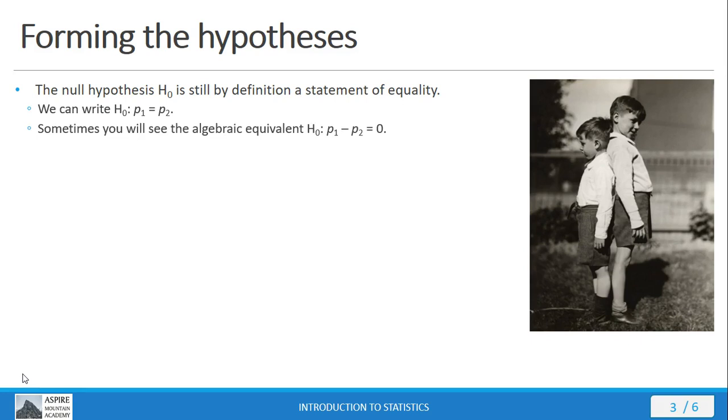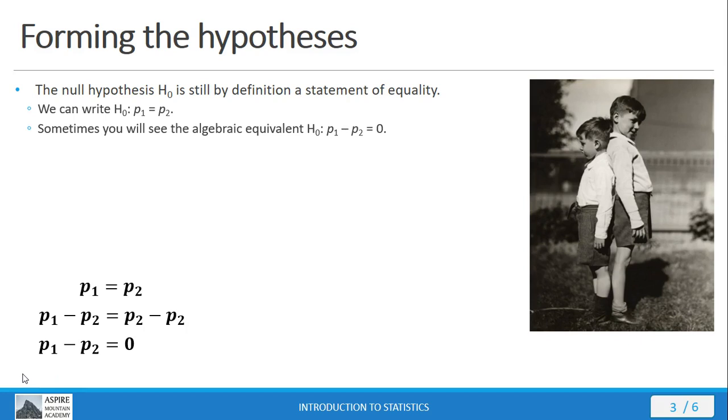Sometimes in certain quarters you're going to see an algebraic equivalent of that. It looks different, but it really isn't. To demonstrate that, let's just take the first form that we get, P1 equals P2, and if I subtract P2 from both sides of my equation, what I'm left with is that algebraic equivalent that we see up above. So P1 minus P2 equals 0 is exactly the same as P1 equals P2.